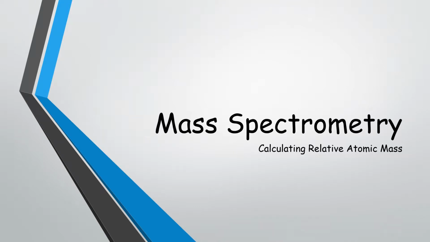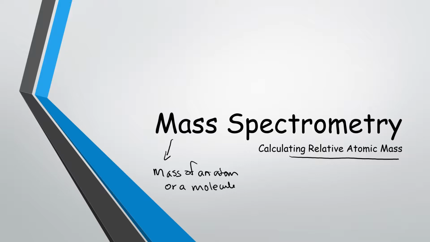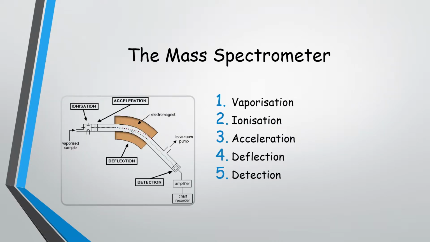In this video, we're going to see how a mass spectrometer can be used to determine the mass of an atom or a molecule. And we're going to use mass spectra to calculate the relative atomic mass of an element. In our course, we're going to see how the mass spectrometer can be used to identify the number of isotopes and the relative abundance of the isotopes.